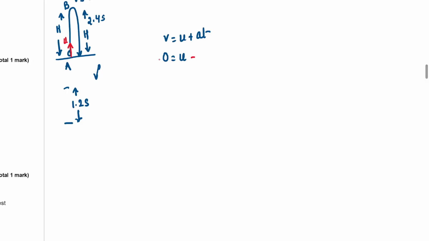So we're just going to plug in. The value is 9.81 and the time it has taken is 1.2. So my u is 9.81 times 2, which is 19.62 meters per second. So this is the initial velocity with which it was thrown upwards.